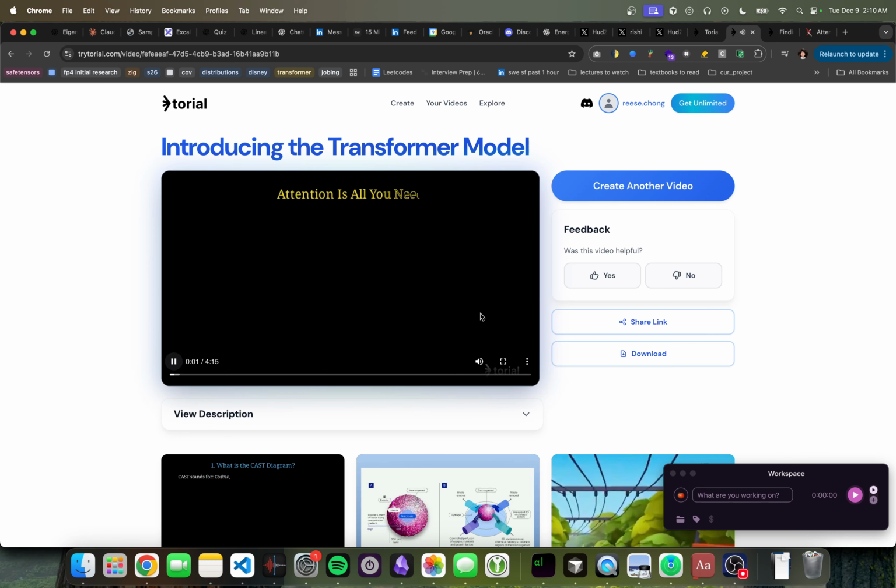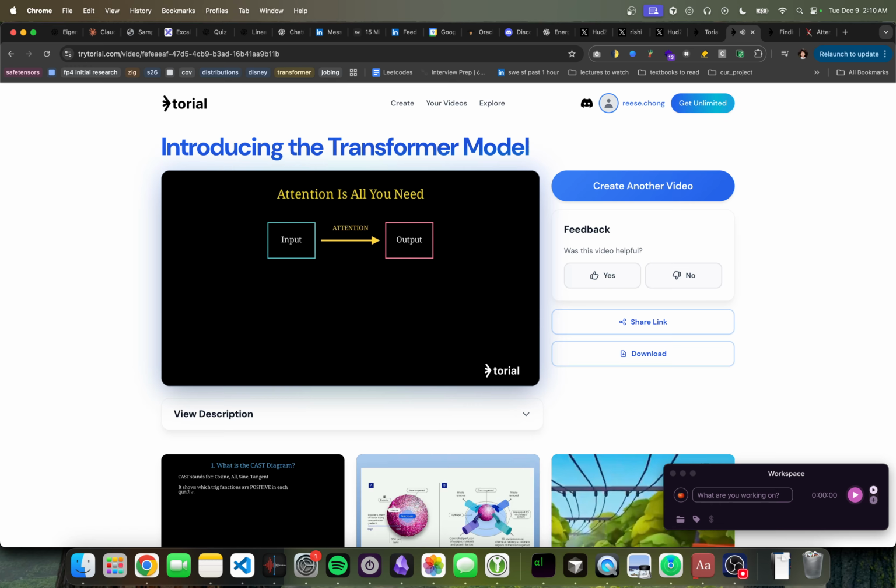Let's dive into the revolutionary transformer architecture that changed AI forever. The transformer uses attention mechanisms to process sequences, allowing every part of the input to directly connect with every part of the output.